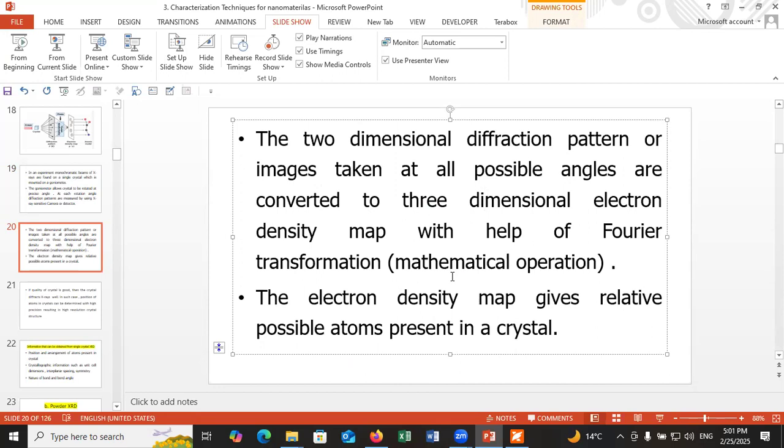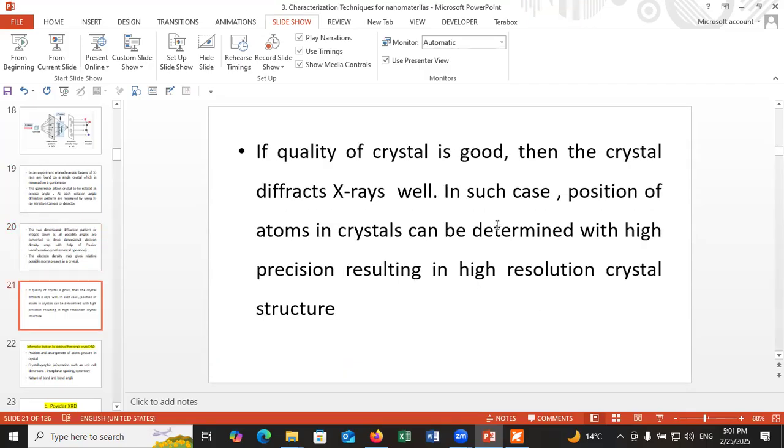The electron density gives the relative positions of atoms present in a crystal. If the quality of the crystal is good, then the crystal diffracts X-rays well. In such a case, the position of atoms in the crystal can be determined with high precision, resulting in a high resolution crystal structure.